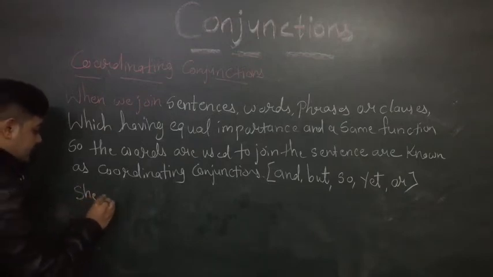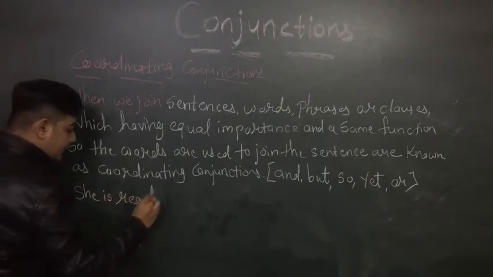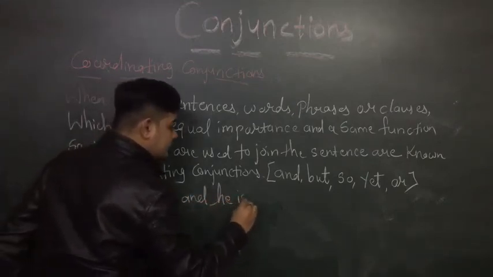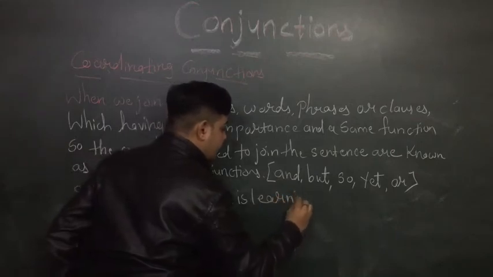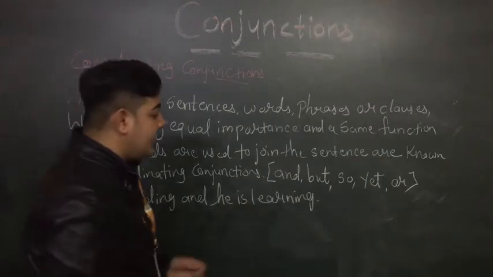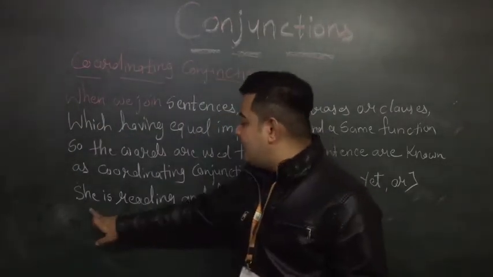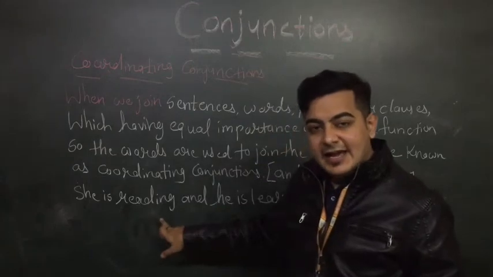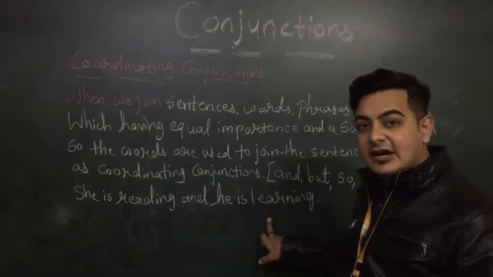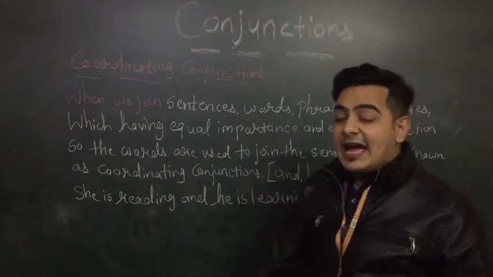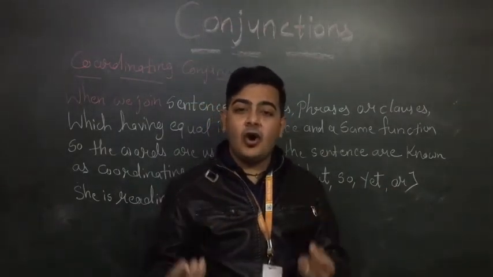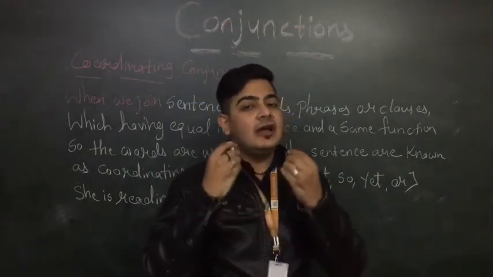She is reading and he is learning. She is reading and he is learning. ये she लड़की पढ़ रही है, लड़का क्या कर रहा है, लड़का भी साथ में रीड लर्न कर रहा है. Understood. As you have a confusion that sir how to use and, or, so, yet, so let me teach you that thing, students.